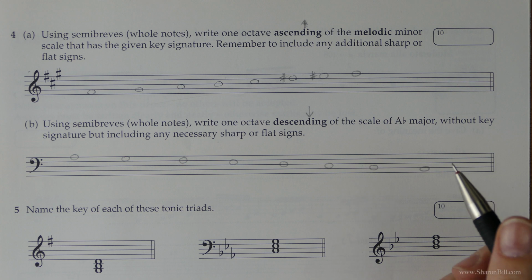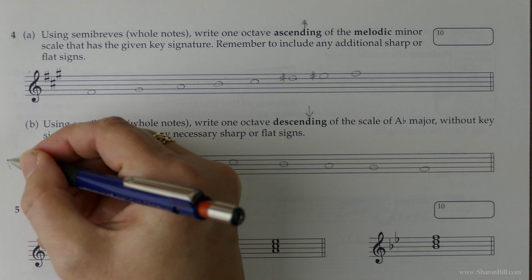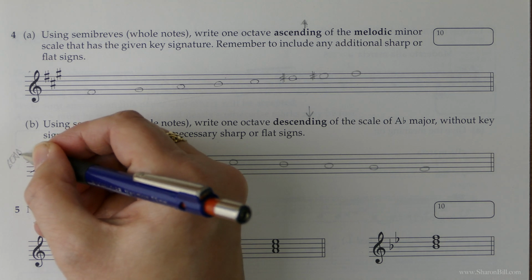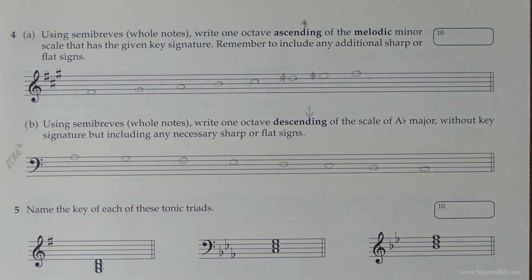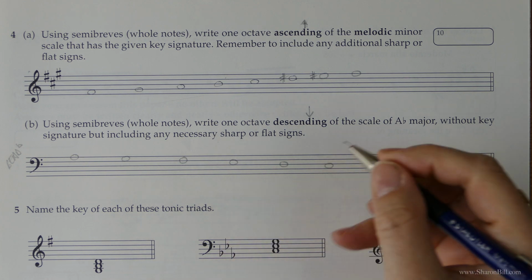There we go. So A flat major would have a key signature of B flats, E flats, A flats and D flats. And so let's put those in place now. So B flat is here.